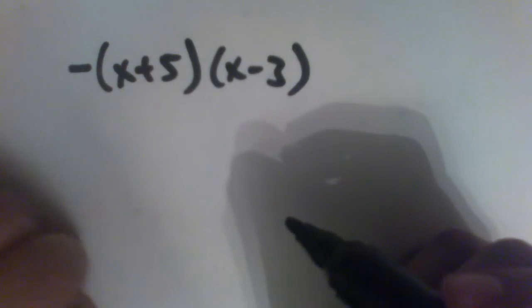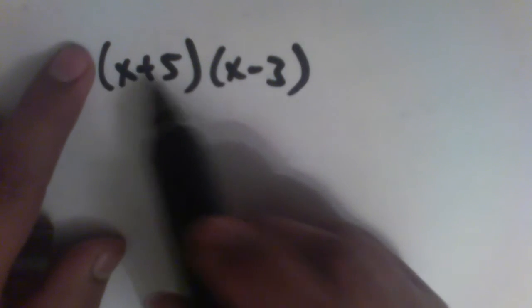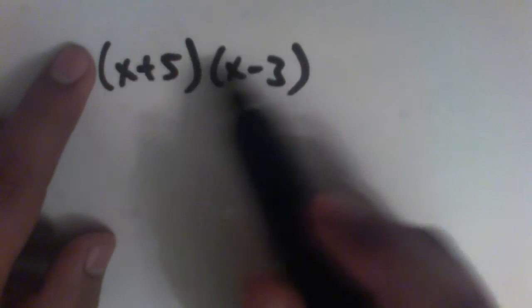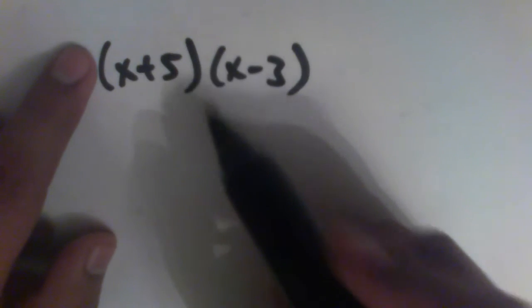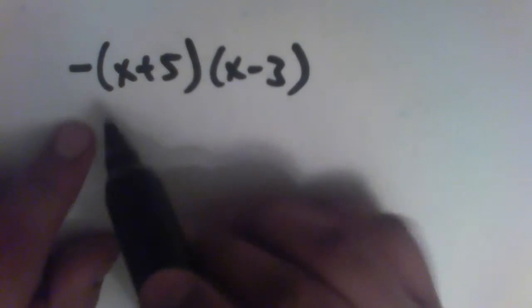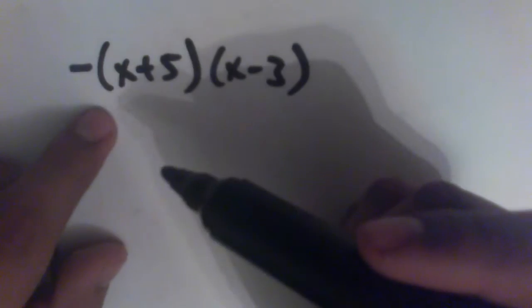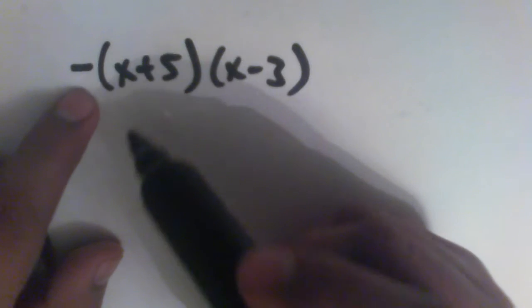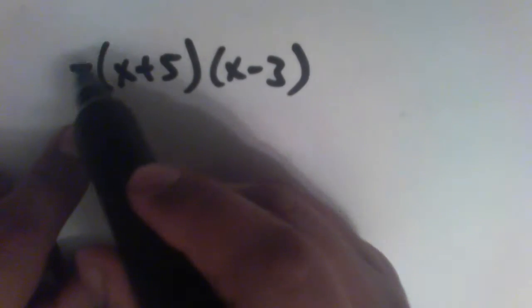So you would think that we can do these two using FOIL, right? Or distributive property, same thing. And get an answer and then just put a negative over our final answer. But in this case, I think it's smarter to distribute this negative sign onto this first. So let's distribute this negative onto here.